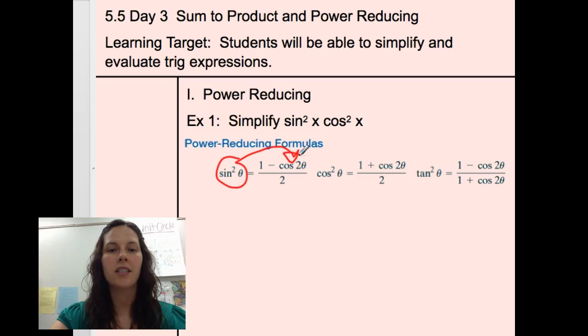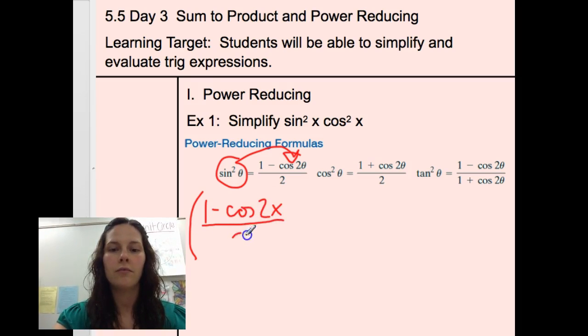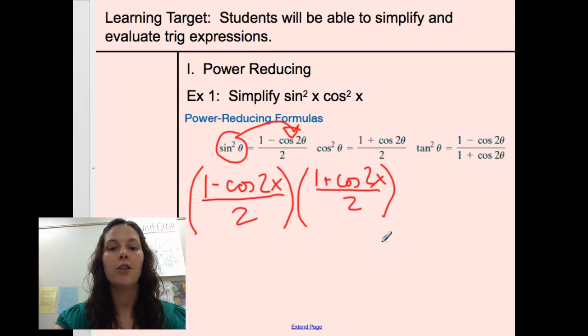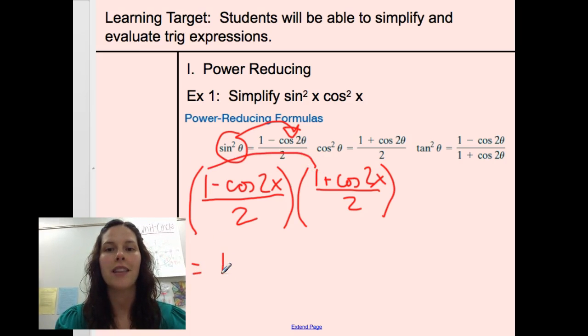So we're going to change our sine squared into our sine squared formula. So we'll have 1 minus cosine of 2x all over 2. And then we'll multiply by the power reducing formula for cosine, 1 plus cosine of 2x all over 2. Multiplying our two expressions together, in the numerator we have conjugates, so we've got 1. The plus cosine 2x and the minus cosine 2x cancel, and negative cosine 2x times positive cosine 2x gives us negative cosine squared of 2x.